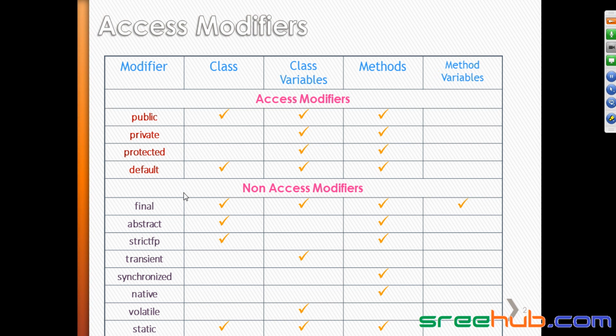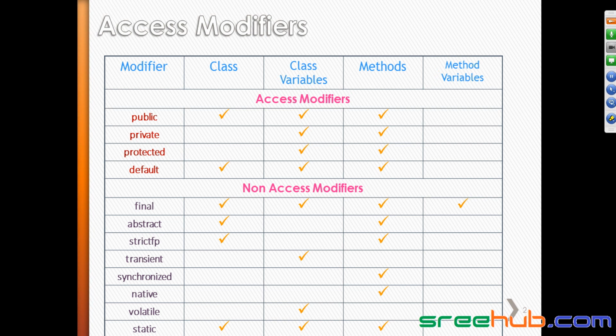Now in that, the first one is final. Now what is final? We can apply final for a class, we can apply final for a variable, and we can apply final for methods. So this is the only modifier which can be applied for all. Now let us first see, if you apply final for a class, what happens? First let us see if you apply final for a variable, what happens.